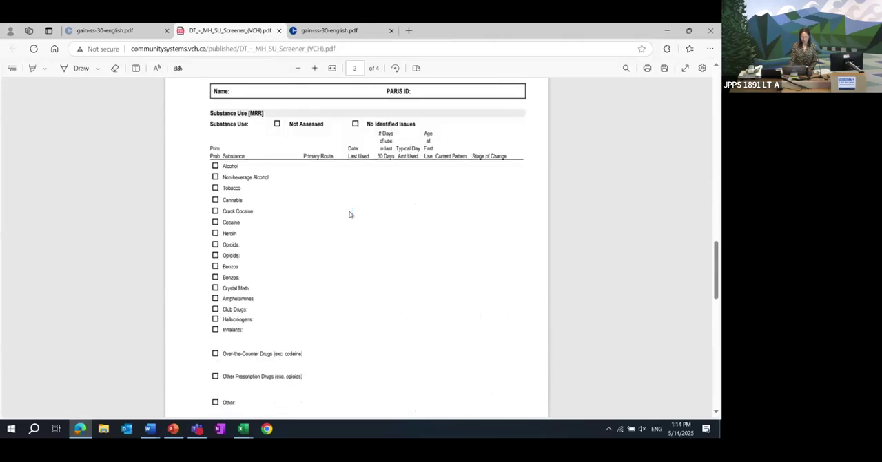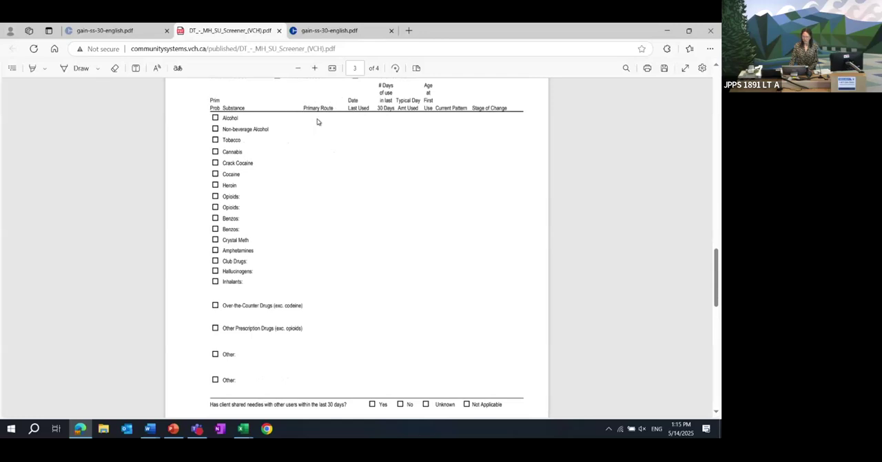This section here is what they call the substance use assessment, but this is the minimum reporting requirement, which is the base from which this VCH MHSU screener was adapted. So the clinician would ask, do you use any substances? If it's not assessed, not identified, but if the client does answer yes, then they would indicate what the route is. There's a drop-down pick list, the date the substance was last used, the date in which the substance was used in the last 30 days, the typical day in which the amount was used, age at first use, current pattern, and stage of change.